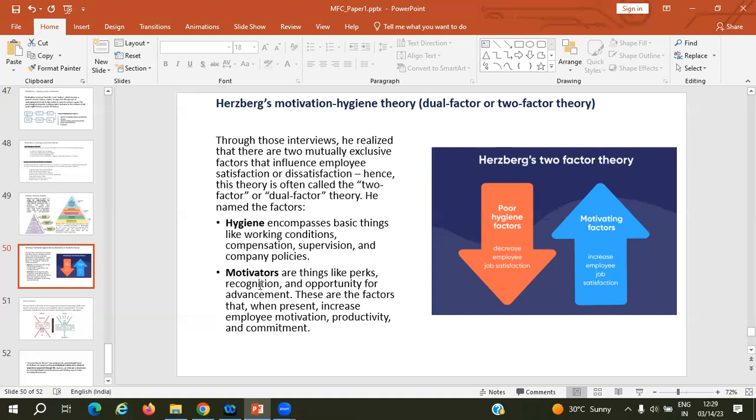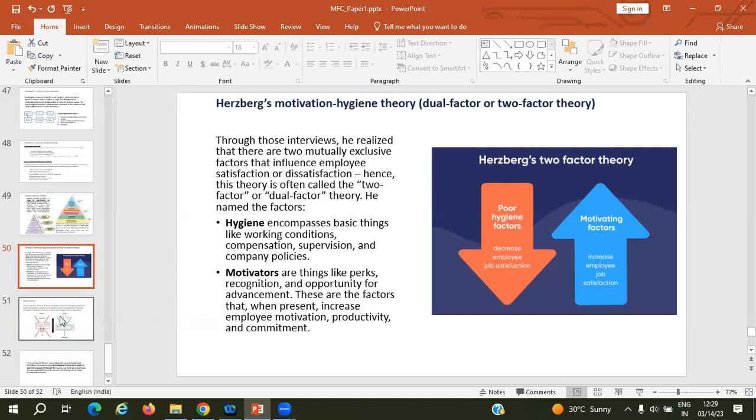Motivators are things like recognition. How a person is motivated depends on the bonus or different facilities given in the organization, and opportunities for advancement. These are the factors that increase the employee's motivation, productivity and commitment. So when the organization is giving you all those motivating factors, the employees are motivated for their work. So there are two factors, hygiene and motivator.